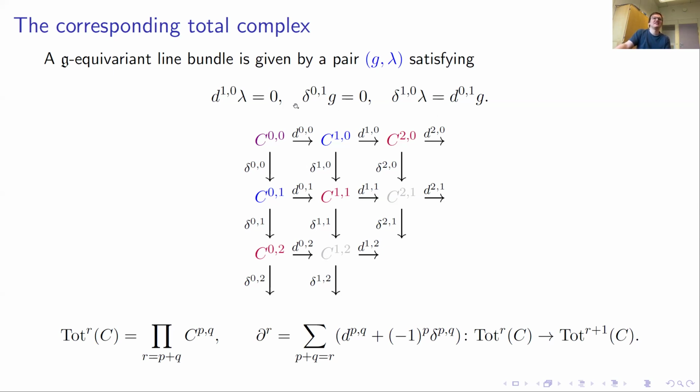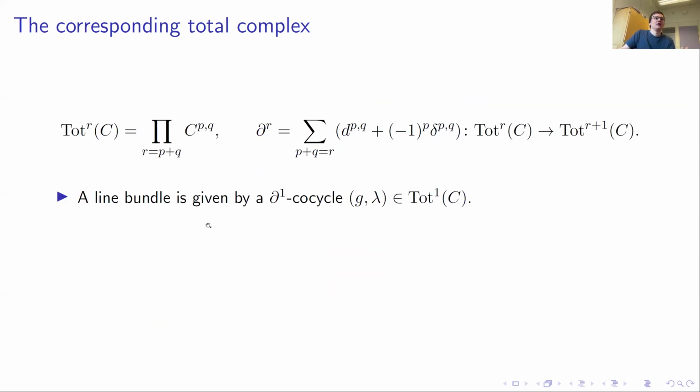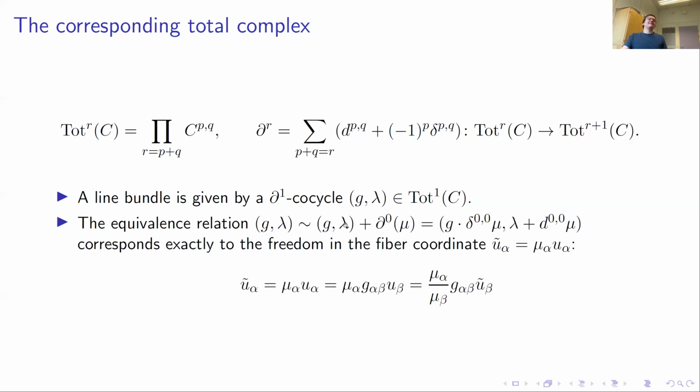And these conditions are exactly that this del1 applied to the element here goes to 0. All right, so from above, the conclusion is that the line bundle is given by a del1 cocycle in the total complex. And if you modify this pair with a co-boundary in the total complex, you get this. It's a little bit confusing because you have a mix of multiplicative and additive notation. That's just how it is.